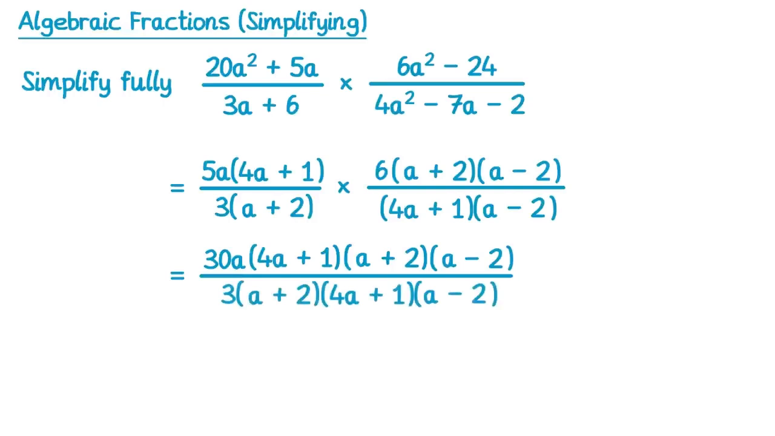And now we come to the point of simplifying. If we look at the numbers, we've got 30 divided by 3, that will just give you 10 over 1, or 10. And then for the brackets, there's plenty that match. In fact, the 4a plus 1s match, the a plus 2s match, and so do the a minus 2s, so they all cancel out. So all we're left with on the top is 10 and a, and on the bottom it's just 1, and 10a over 1 is just 10a.